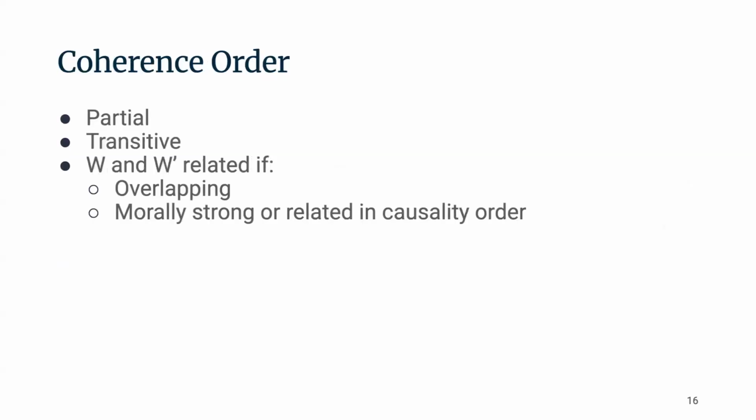Coherence order is a partial transitive order. Partial meaning that not everything has to be ordered. So basically, you might have two operations that have no relation to each other in the coherence order. And it's transitive, meaning that if A is before B and B is before C, then A is before C. Two writes are related in the coherence order if they are overlapping, and they are morally strong or related in causality order. So basically, if we have a synchronization, we want the coherence to happen, and if they're morally strong relative to each other, we do want the coherence to happen also.